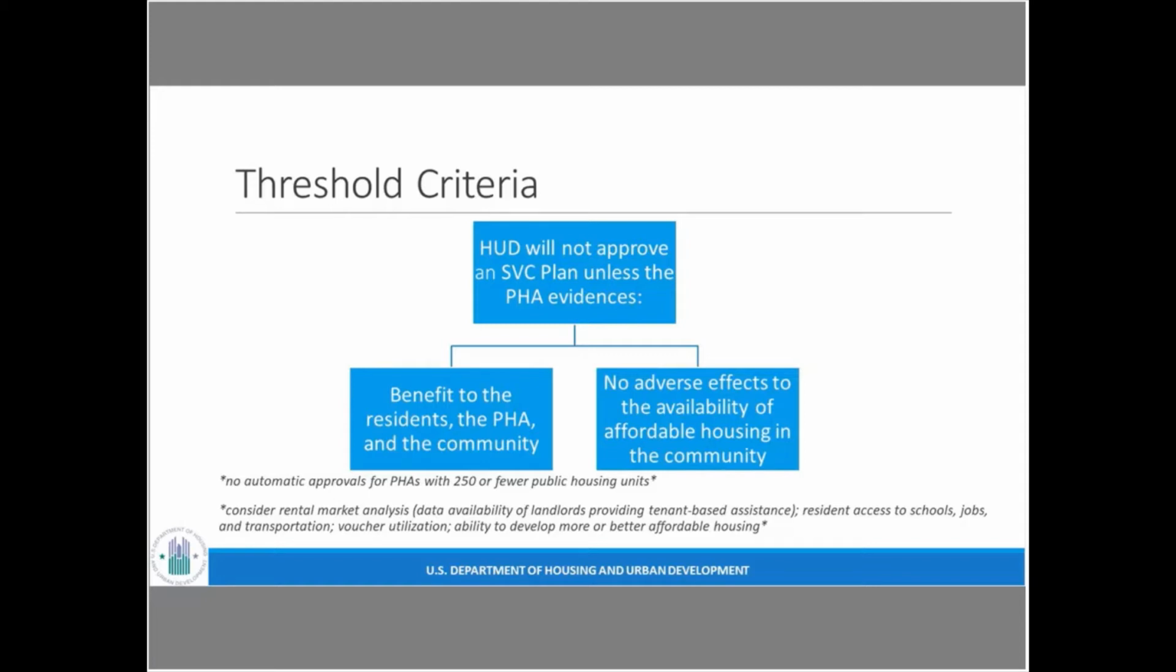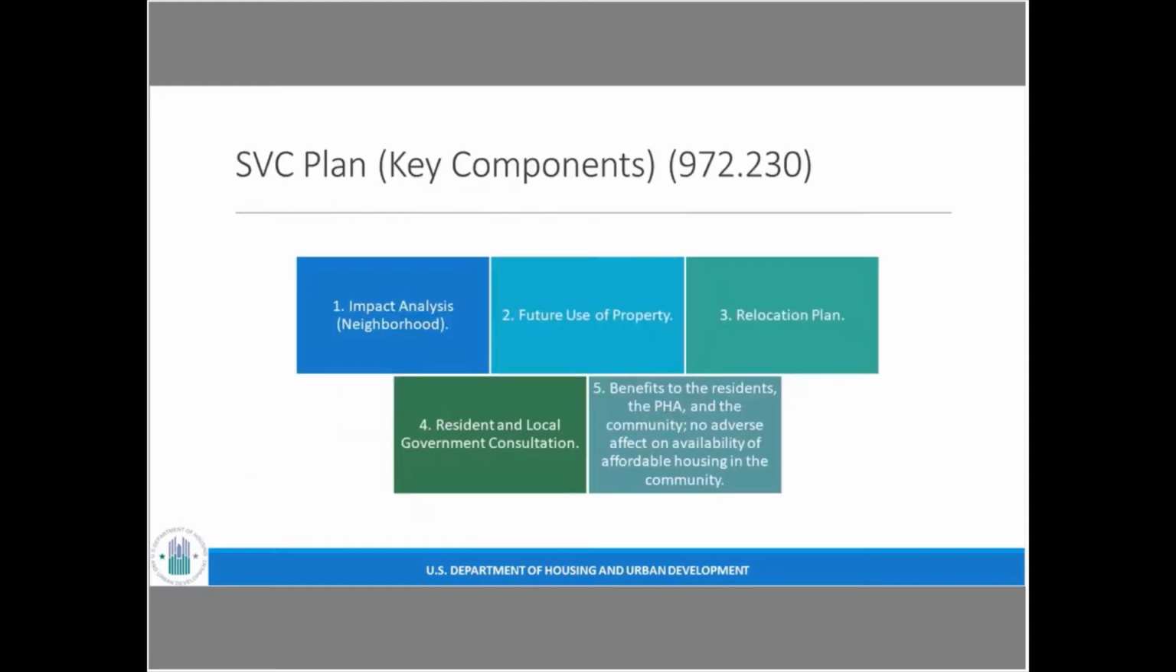Okay, we can go into the next slide. So this slide is just an overview of the major components of the Streamlined Voluntary Conversion Plan, which include the impact analysis, the impact on the neighborhood, the future use of the property, the relocation plan, resident and local government consultation, and then a summary that all of that benefits the PHA community and won't have an adverse impact on affordable housing in the community.